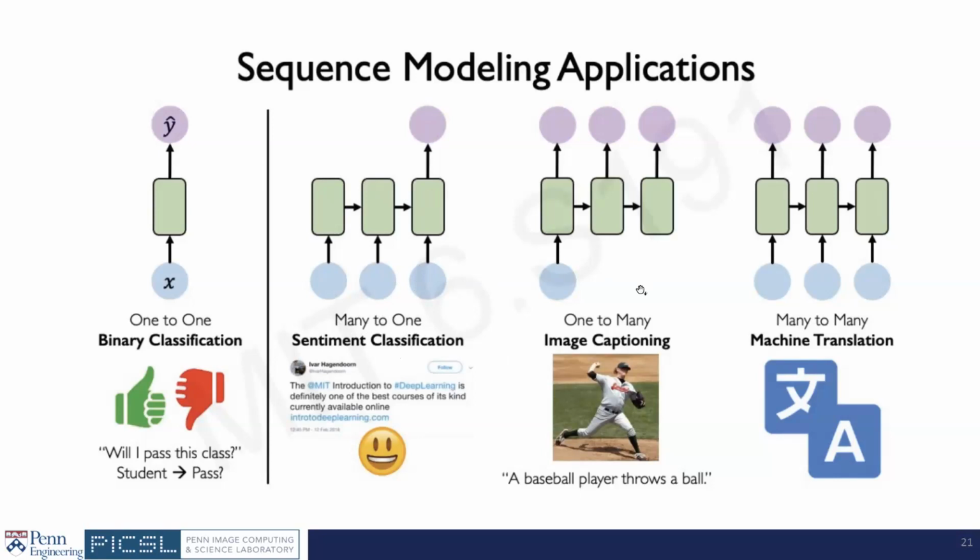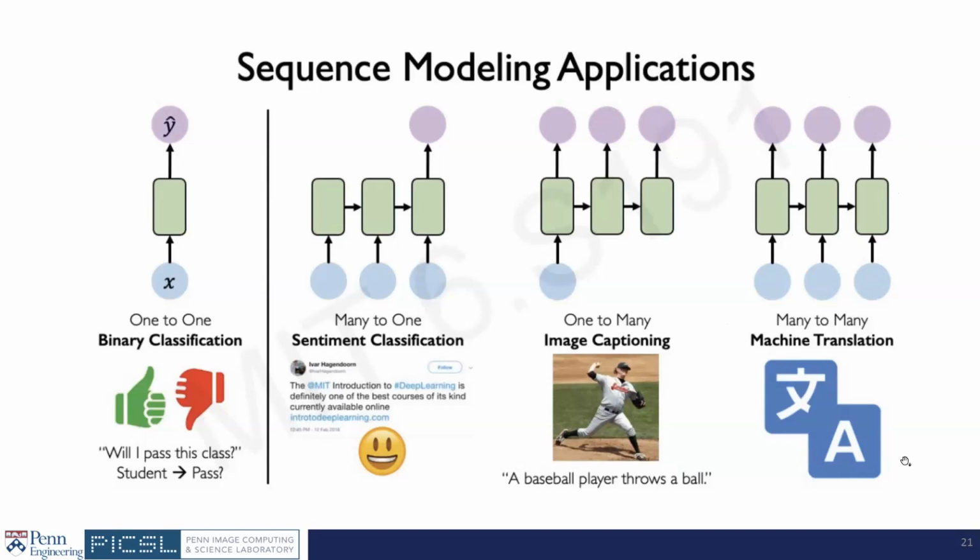Or you can also have an image captioning task, which is one-to-many, where your input is an image and your output is a caption describing what the image is, right? Or you can have a many-to-many task where your input is a paragraph or a sentence in one language, let's say French, and you want to translate that into English, right? So these are some of the use cases of RNNs, or how you can think of sequence modeling applications.